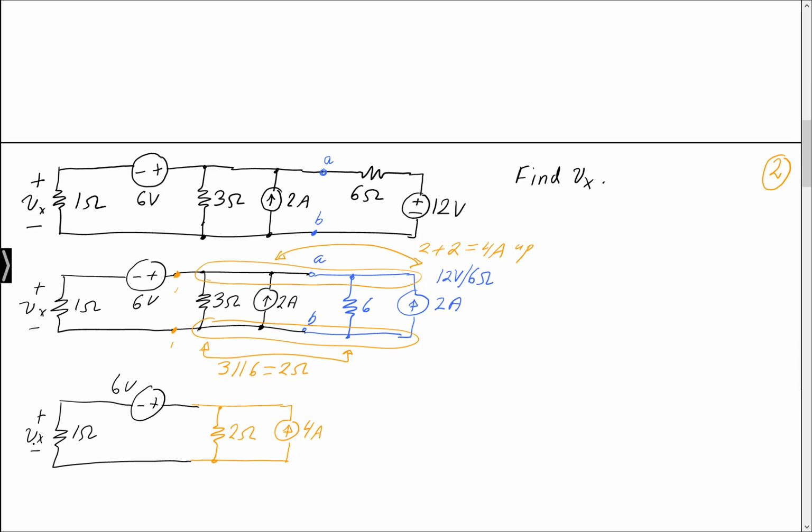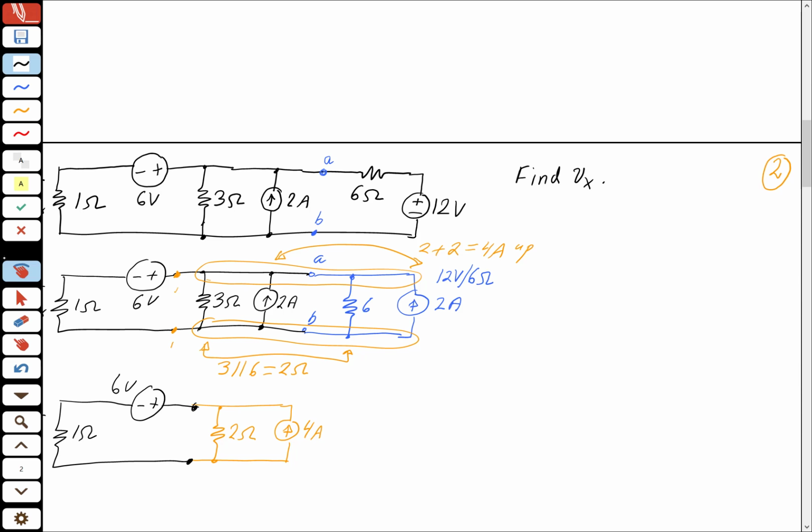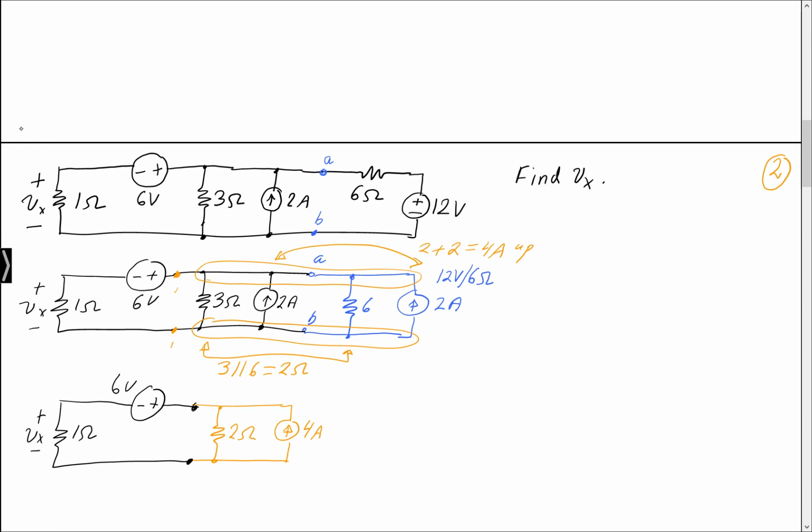Okay, what do we do here? Well, again, I think what you probably want to do is go to a one loop circuit, and we can do that if we transform the circuit to the right of these terminals by a series equivalent. So let's do that now.